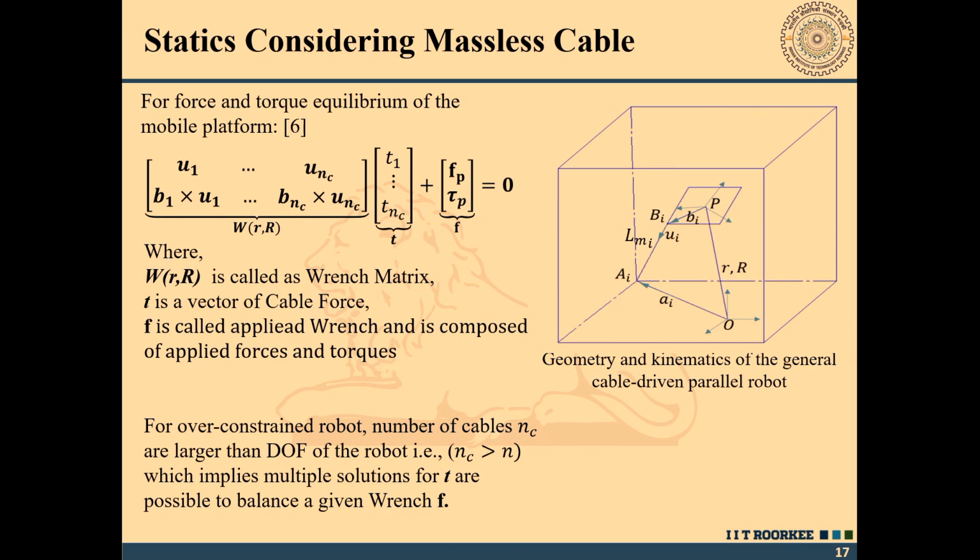So, this way we can consider the statics, and as I said, for the over-constrained robot the number of cables is larger than the degrees of freedom of the robot. So, basically the number of cables NC is going to be greater than the number of degrees of freedom of the robot.